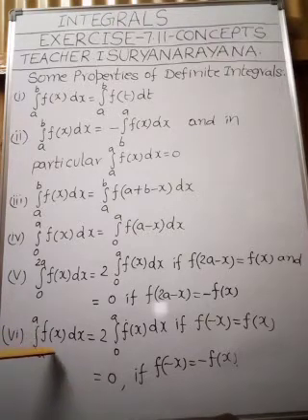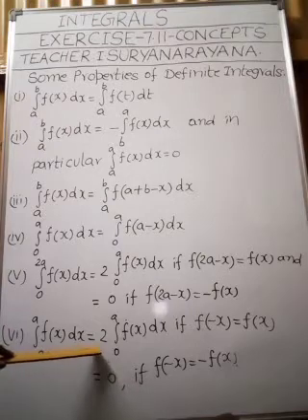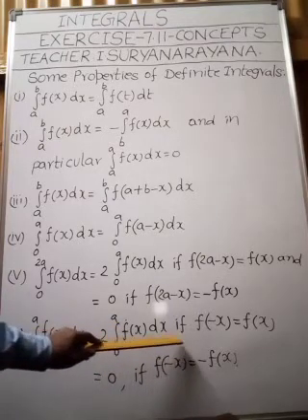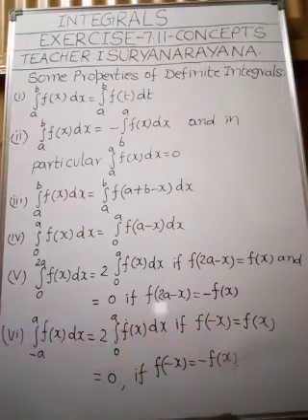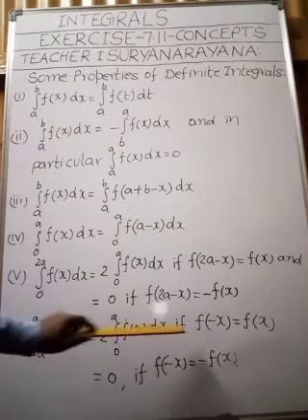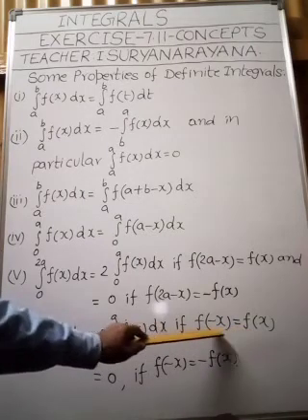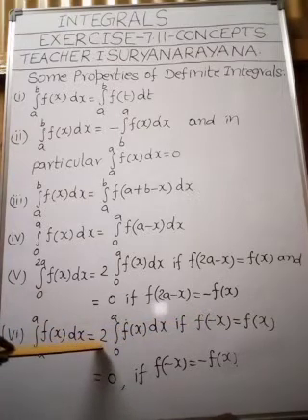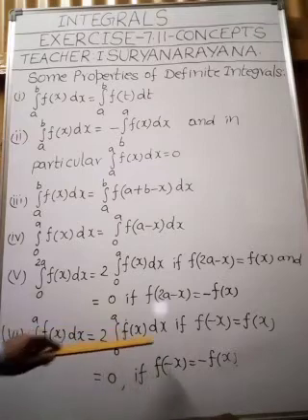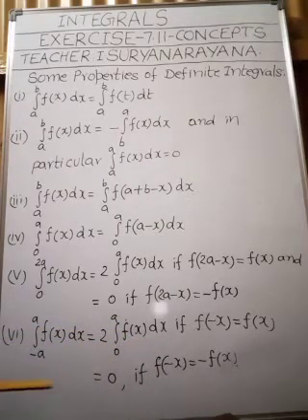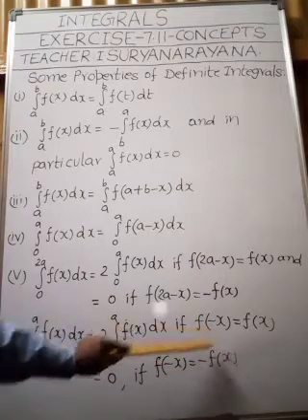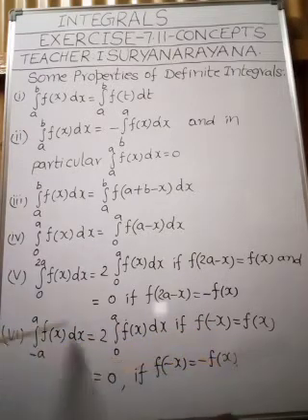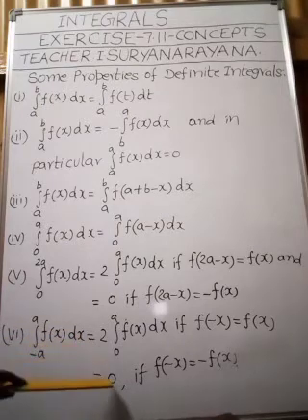Now come to the sixth one. Integral minus a to a f of x dx is equal to 2 into integral 0 to a f of x dx if f of minus x is equal to f of x. Observe here, this limit is negative and this is positive: minus a to a. In this case, first of all, we have to find the f of minus x value. If it is equal to f of x, then the definite integral is equal to 2 into integral 0 to a f of x dx. In the second case, if f of minus x is equal to minus f of x, then the value of this definite integral is equal to 0.